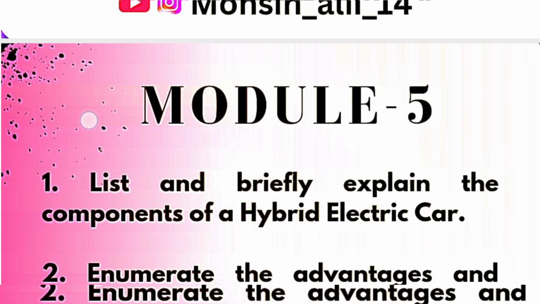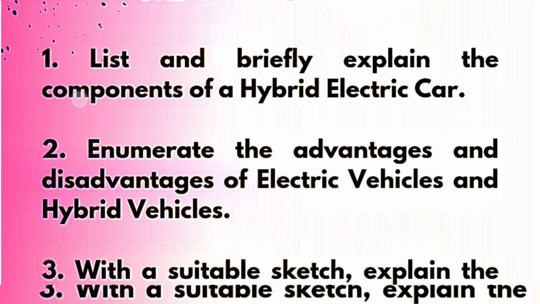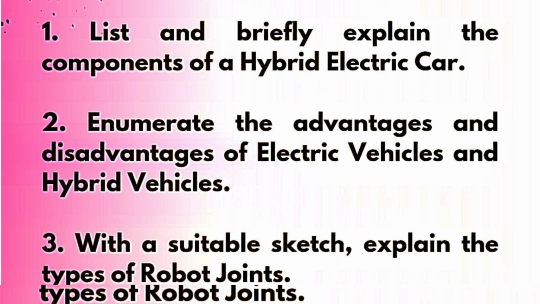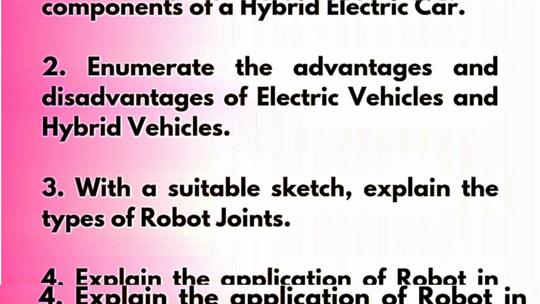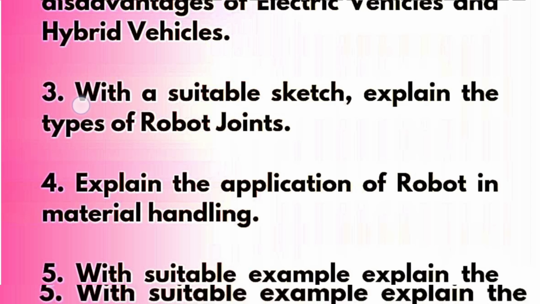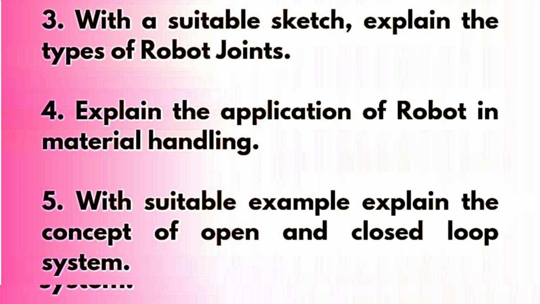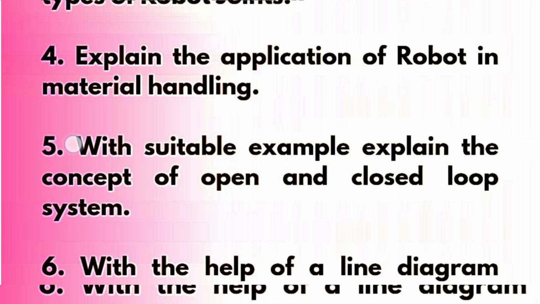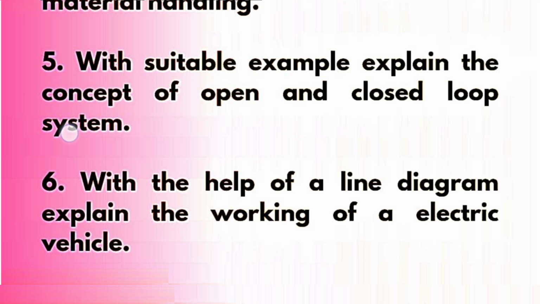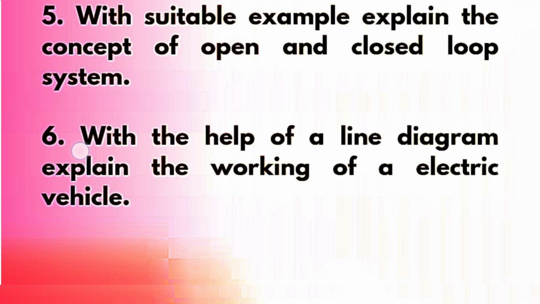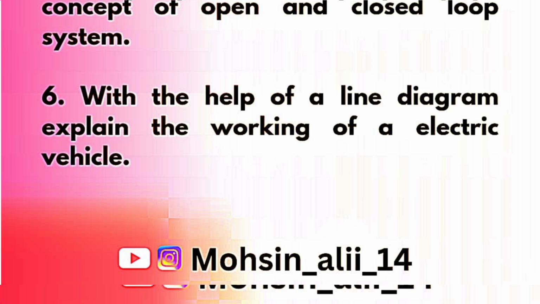Next we have Module 5. List and briefly explain the components of a hybrid electric car. Next, enumerate the advantages and disadvantages of electric vehicles and hybrid vehicles. Next, with a suitable sketch, explain the types of robot joints. Explain the application of robots in material handling. With a suitable example, explain the concept of open and closed loop systems. And last, with the help of a line diagram, explain the working of an electric vehicle.